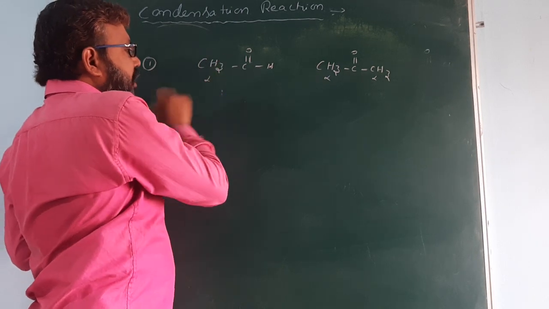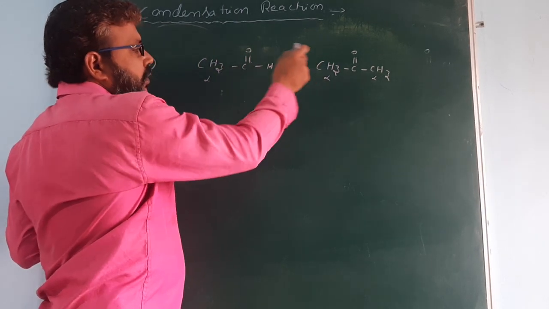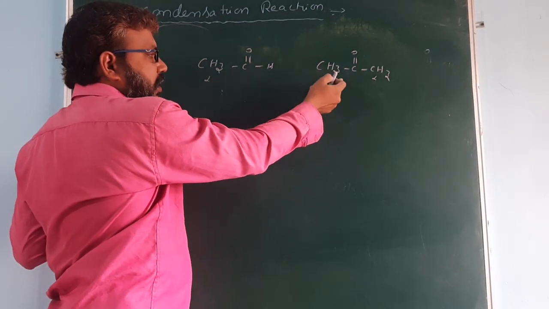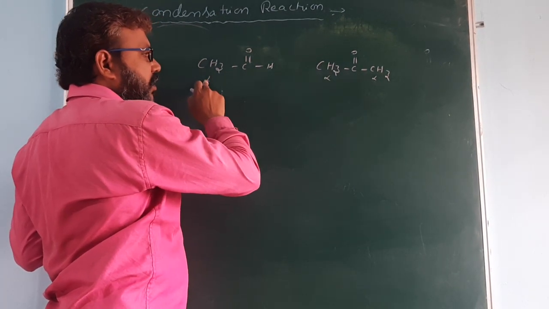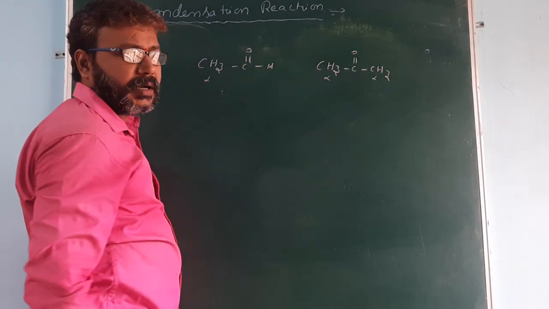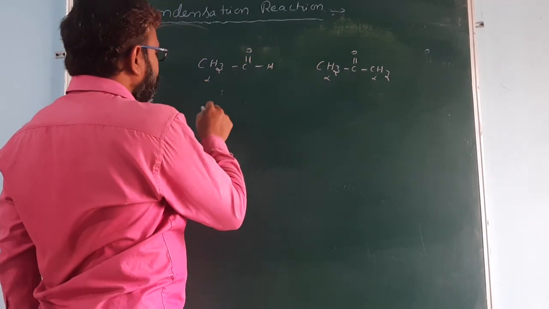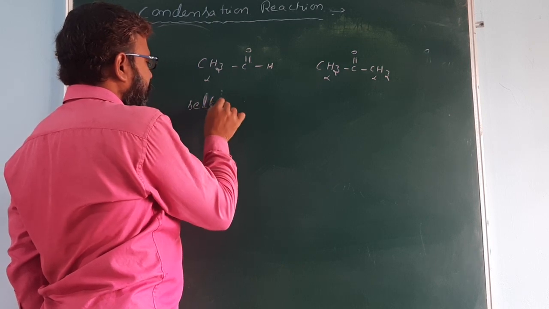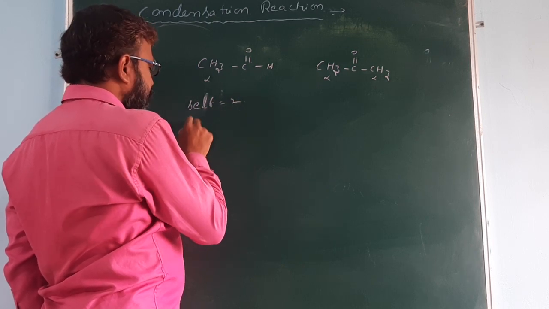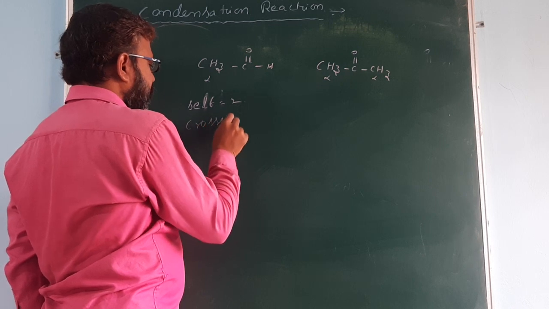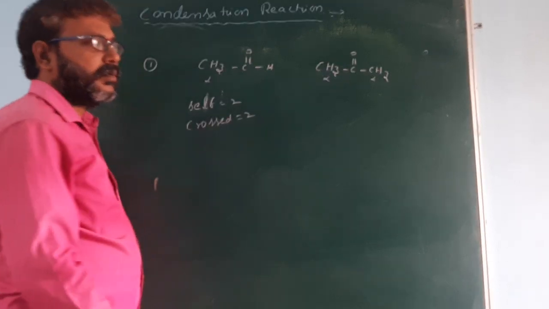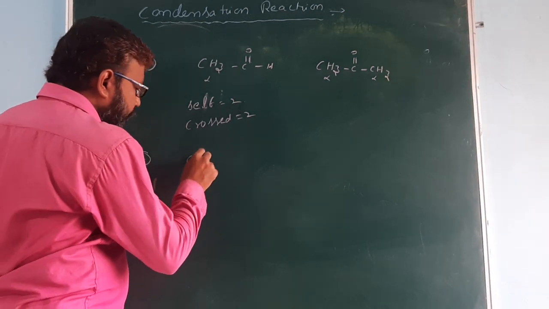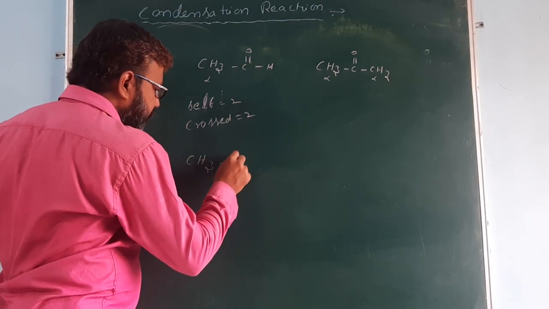So it involves self-aldol condensation, and you get two products. It involves crossed aldol condensation, and you get 2 crossed products. The total number of products is 4: 2 self products and 2 crossed products.